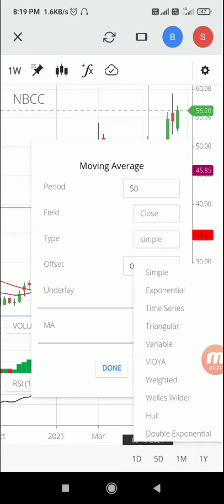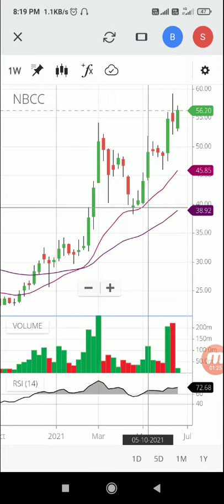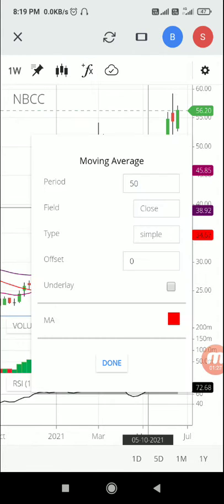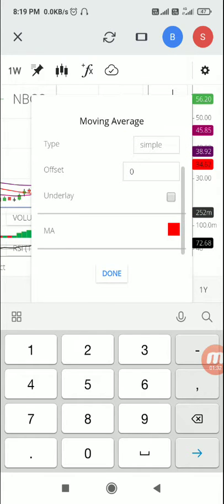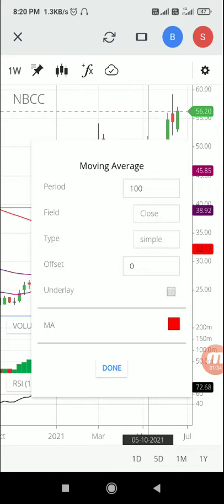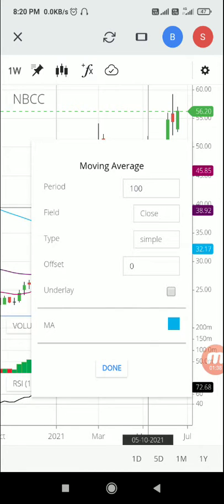Same thing, I should be going for exponential. Next I should be entering my favorite color. Again I'm going to the next one. Now it is the 100-day moving average. Now I'm going to enter the next color. So I'm going to enter the third color here, and I'm going to make it exponential.